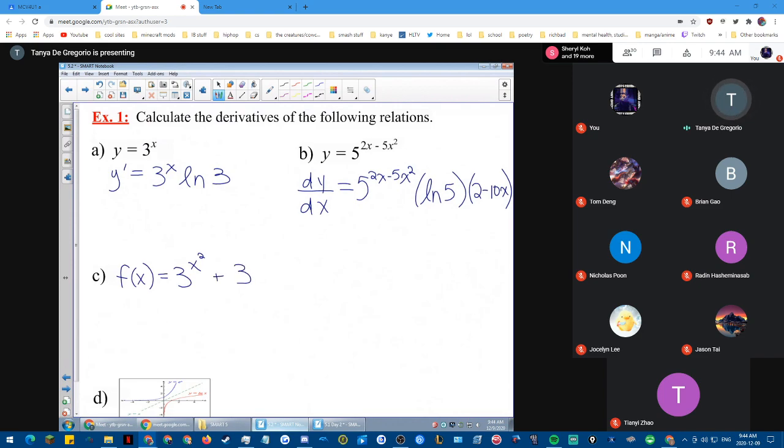Confirm that that's what you guys have on your sheet. Good. Excellent. Okay, so taking the derivative. The derivative of 3 to the exponent x squared is itself times the ln of the base, and then times the derivative of the exponent. The derivative of 3 is just 0. And you're going to leave it like that.